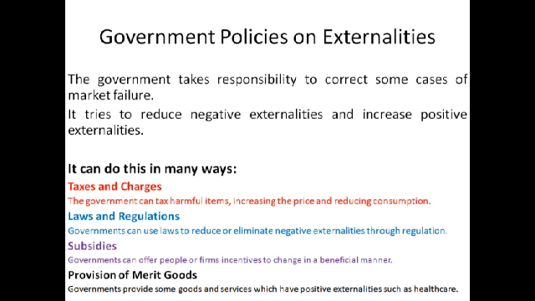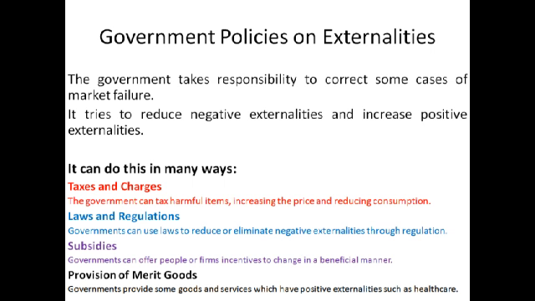Luckily for us, the government takes responsibility to correct some cases of market failure, attempting to reduce negative externalities and increase positive externalities. It can do this in many ways. The government can tax harmful items, increasing the price and reducing consumption. An example of this is petrol. As the increased tax increases the price, consumption should fall, reducing harmful emissions and congestion.